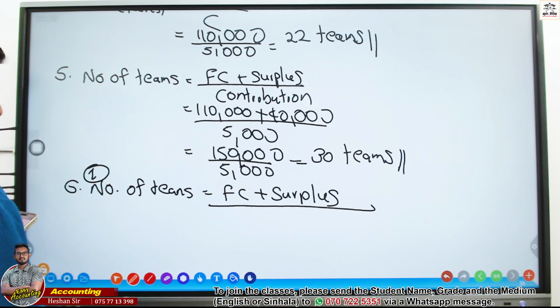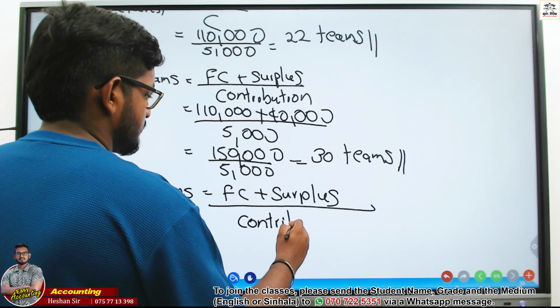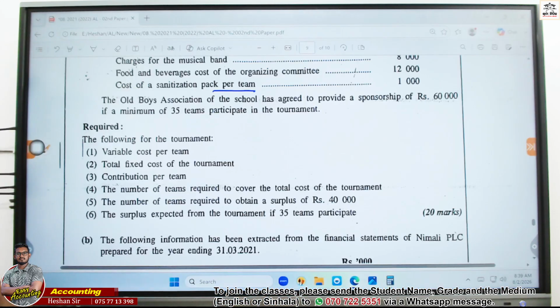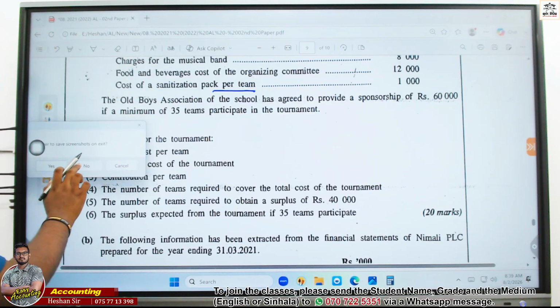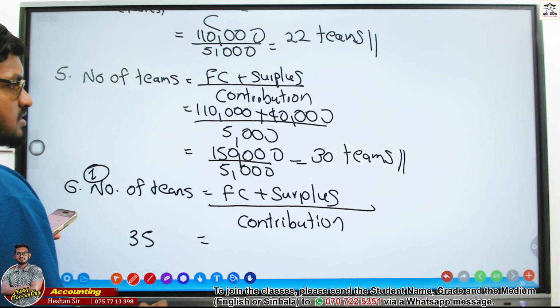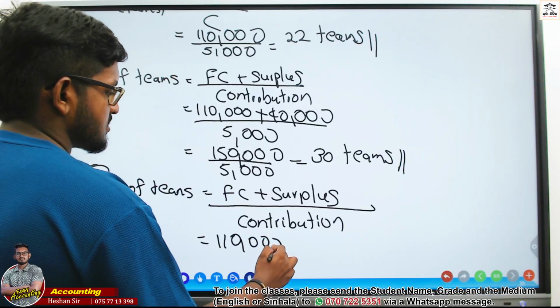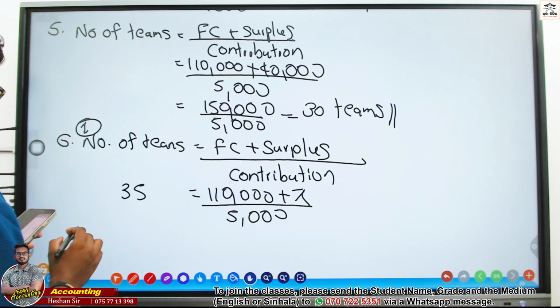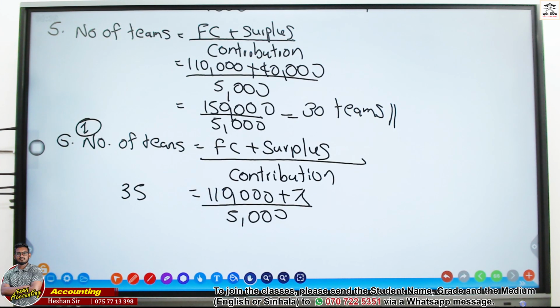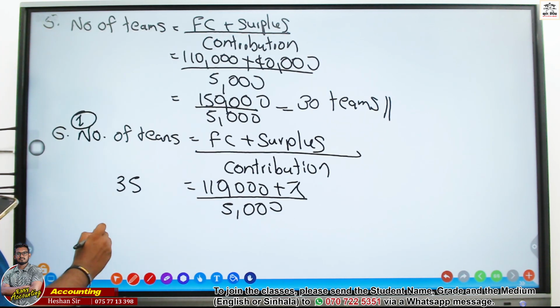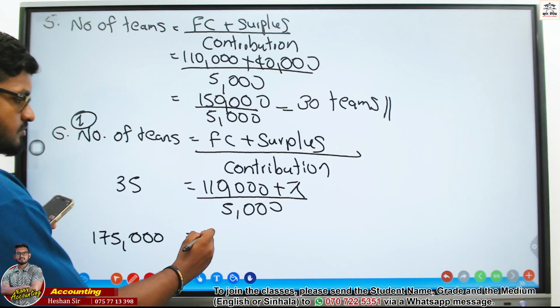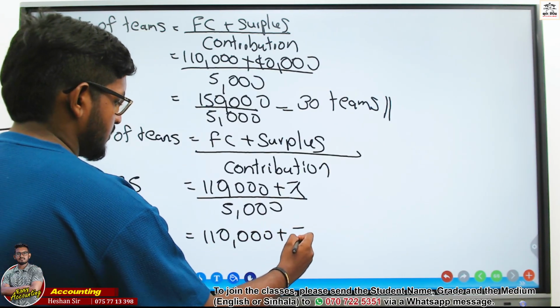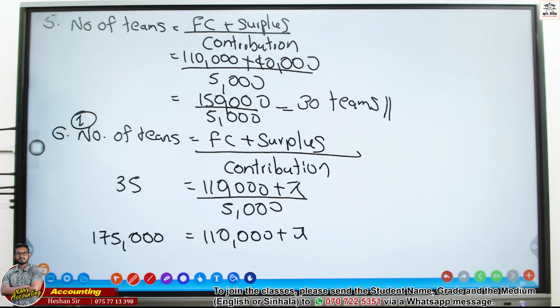I'll give you another method, contribution. How many teams are there? 35 teams. Fixed cost is 110,000. They're asking for the surplus we expect. Contribution is 5,000. So you can take 35 multiplied by 5,000. How much? 175,000, minus the fixed cost plus profit. So that is how much?